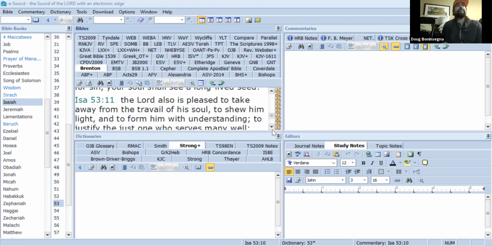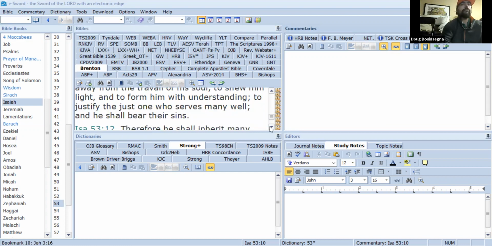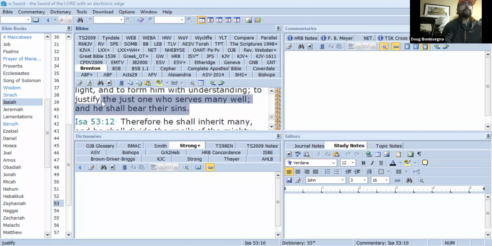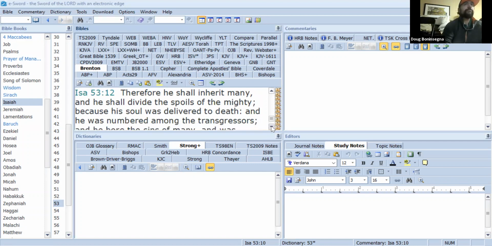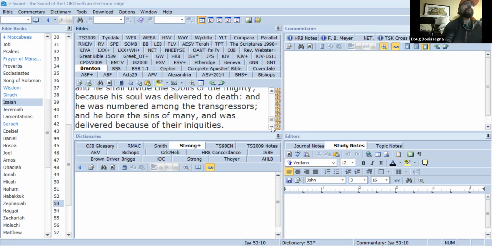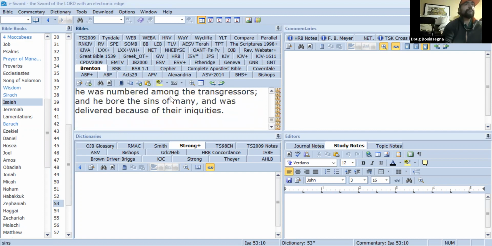Yahuwah also is pleased to take away from the travail of his soul, to show him light and to form him with understanding, to declare righteous the righteous one who serves many well. Yahusha said, I came to be a servant, not to be served. Therefore he shall inherit many, he shall divide the spoils of the mighty, because his soul was delivered to death, and he was numbered among the transgressors, the two thieves. And he bore the sins of many and he was delivered because of their iniquities.